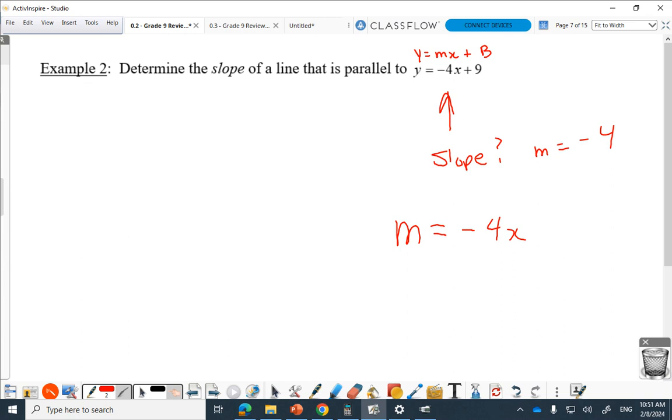But it's not negative 4x. That's not correct. The slope is negative 4. Slope is a number, not the variable as well. It's a spot right there. That number right there before the x gives you the number of the slope.